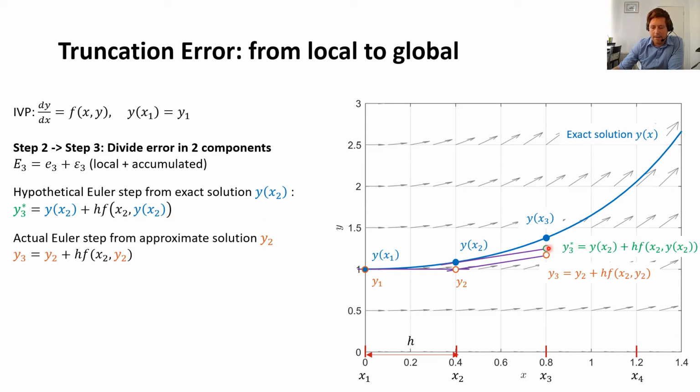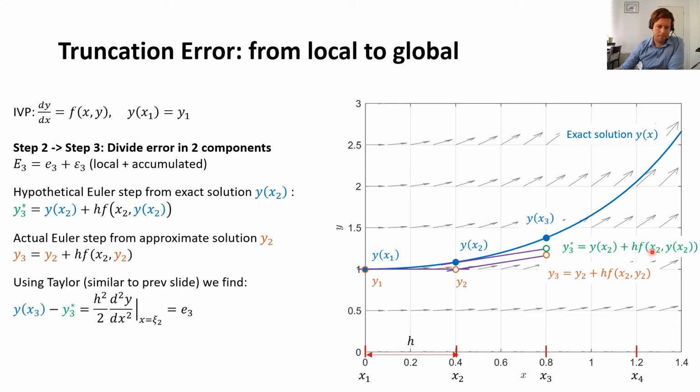And we extrapolate that up until x is 0.8. So this gives us, let's say, this y3 star. So that is this hypothetical Euler step starting from the exact solution at x2. And also, obviously, we define the actual Euler step that we're doing. So starting from our numerical approximation, we evaluate the direction field, so f at x2 and y2. So in this point that I'm pointing at over here. So this will give the slope of this line, and that will lead us to this value for y3.